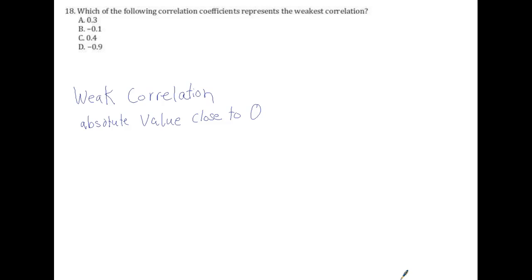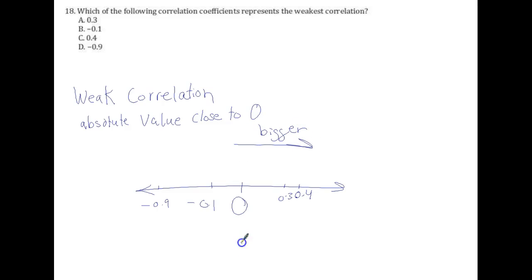So let's draw a number line. Here's my beautiful center, 0. And then I have negative 0.1. And then negative 0.9 will be this way. Then we have 0.3, and then 0.4 right next to it. Remember, this way is bigger. This way is smaller.